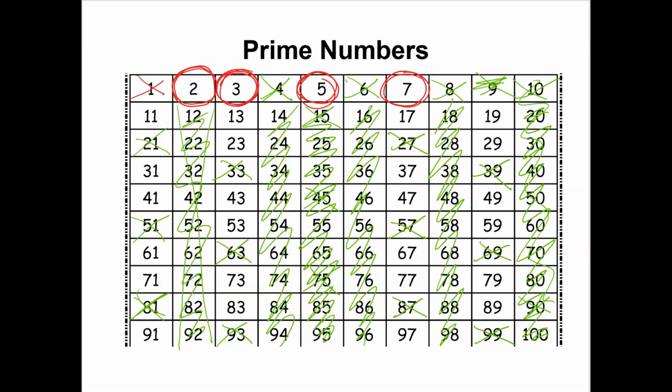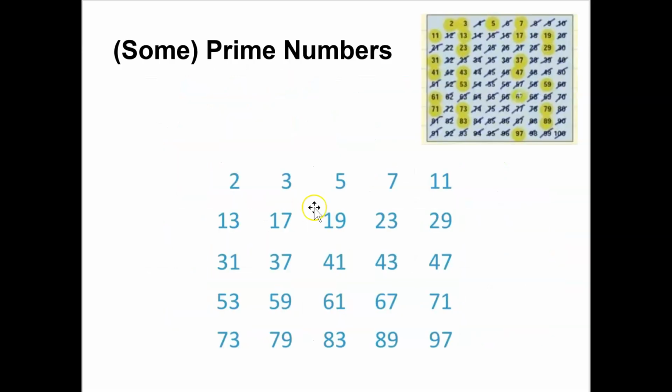And so I want you to pause here and continue this for the rest of the numbers. Press play when you're ready to see what's left over. And that is what your chart should look like up here. And that is what's left over. Those are our prime numbers between 1 and 100.